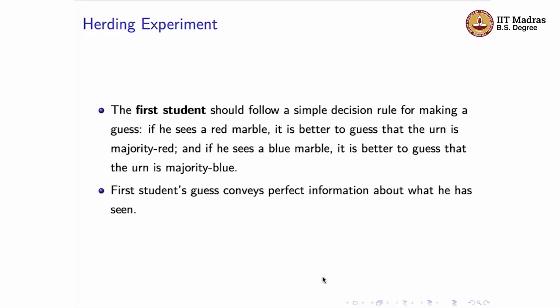So in case it's actually a red marble the student picks up, then the student should say that it's a red majority urn. And if it's a blue marble that the student picks up, then the student should go with it's a blue majority, right? We'll make it precise, using more mathematics later on, but intuitively, this is what you would expect. So notice that the first student's guess is going to convey perfect information about what he has seen, because whatever the student has picked up, the student is going to go with that. Again, we are going to mathematically justify this statement, but for now, hopefully it is intuitively clear.